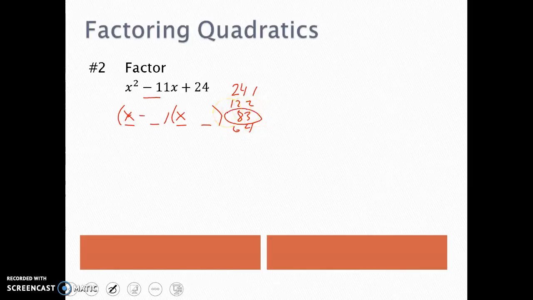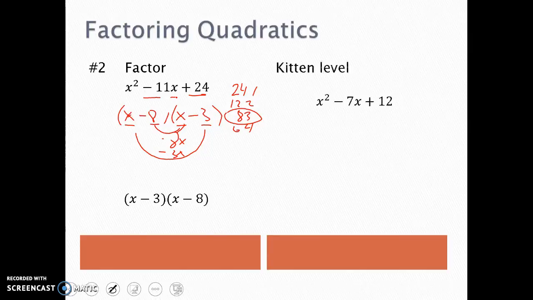And so if I make them both negative, a negative 8 and a negative 3, then negative 8 times negative 3 gives me a positive 24, but my inside terms, that's negative 8x, and my outside terms is negative 3x. And so negative 8x and negative 3x does indeed give me a negative 11x. And so we have the correct answer. So I want you to try this level, the kitten level. So turn off or pause the video before you restart it and see if you can factor this equation.